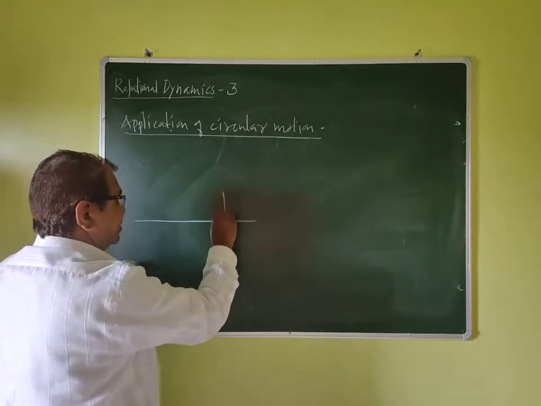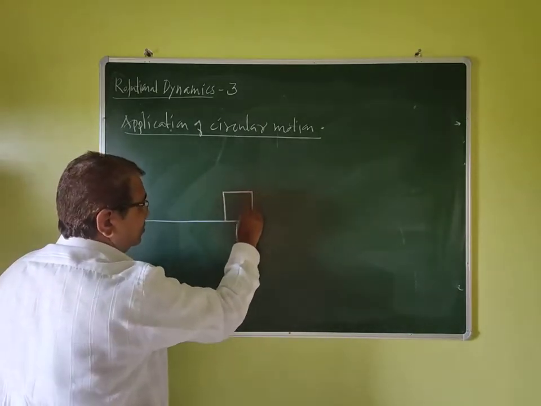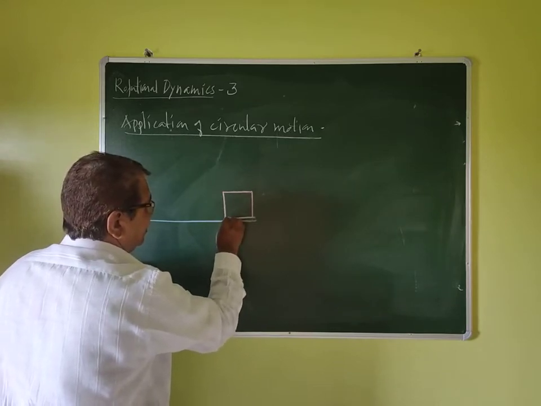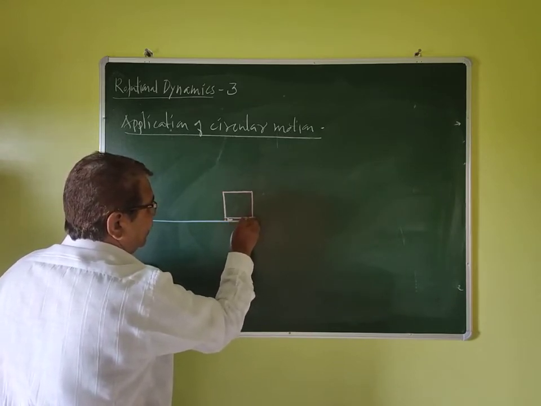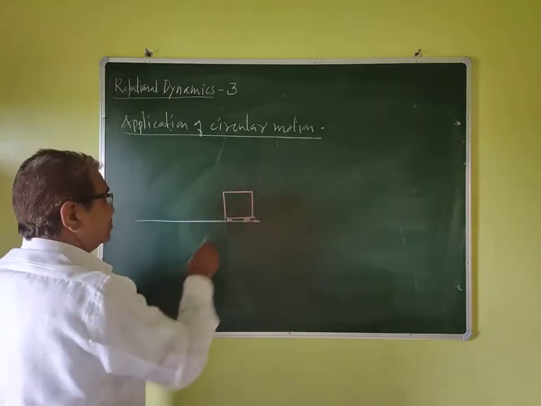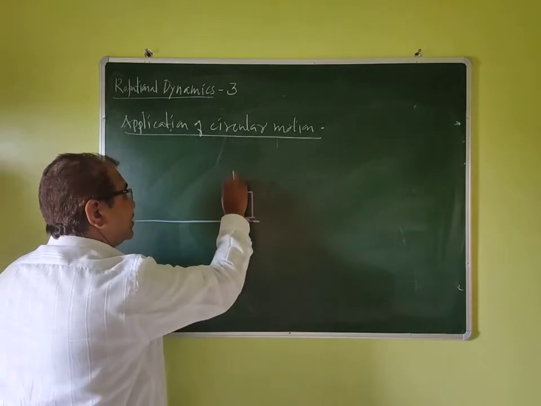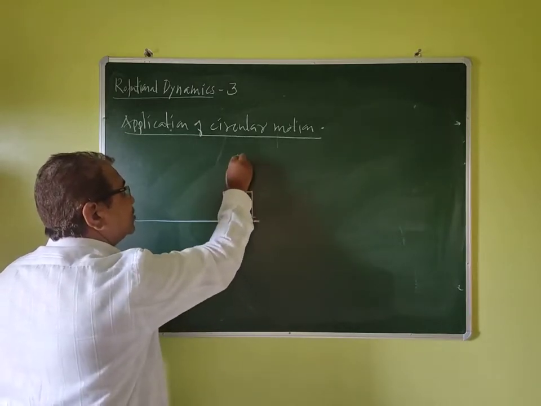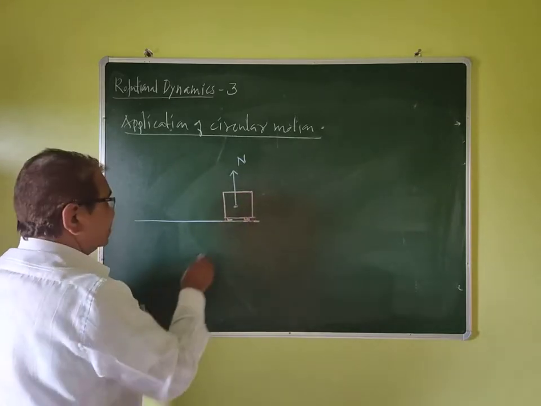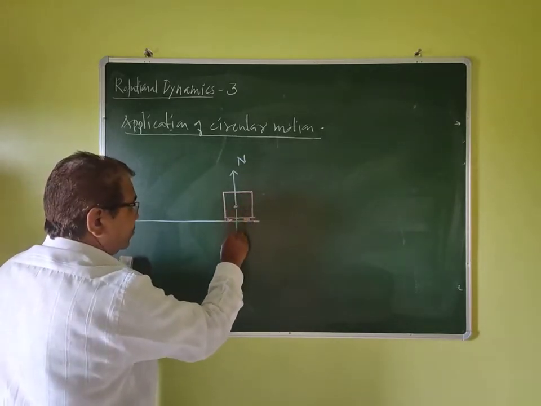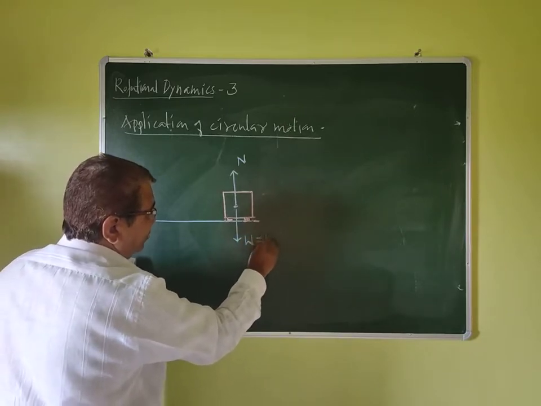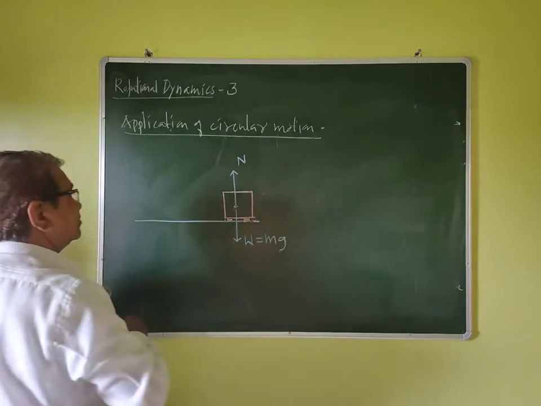This is a vehicle. This is the back side of the vehicle. Suppose these are the two wheels that are only seen. Normal reaction is always perpendicular to the top surface of the vehicle. And this is the weight of the vehicle. Weight of the vehicle is denoted by mg.